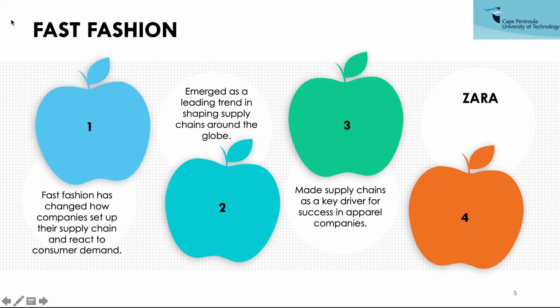Fast fashion has changed the way companies set up their supply chains and the way they react to consumer demands. There are trends in the fashion industry that are followed through fast fashion, and that has emerged and is now a leading trend in shaping supply chains around the globe. The concept of fast fashion is also to reduce the speed to market and provide the consumer with product on a more regular basis.